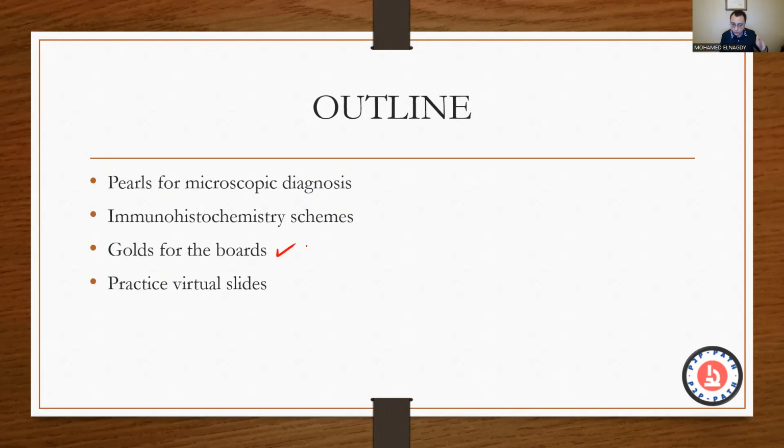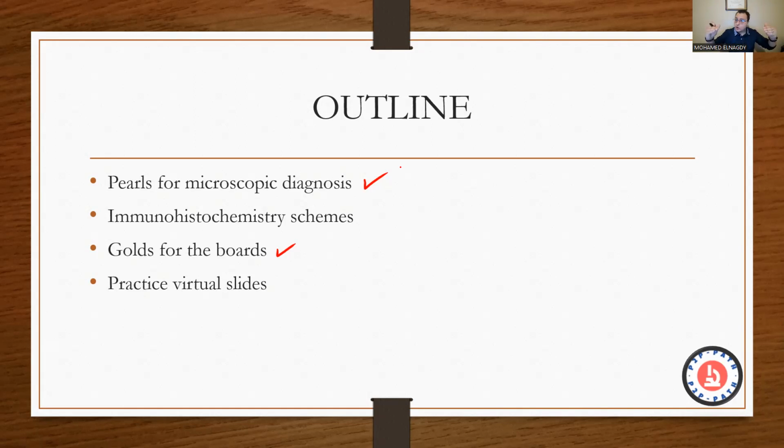So, the goals for the boards: I'm going to go over the concepts that you need to know in each entity. But first, you need to identify each entity. You need to reach a diagnosis first, and reaching a diagnosis will be through the first section of this PowerPoint, which is the pearls for microscopic diagnosis. What is the key thing that your eye needs to scan and look for in a picture or on a slide in order to say, spot diagnosis, this is seminoma. Spot diagnosis, this is germ cell in situ. Spot diagnosis, this is embryonal carcinoma, and so on.